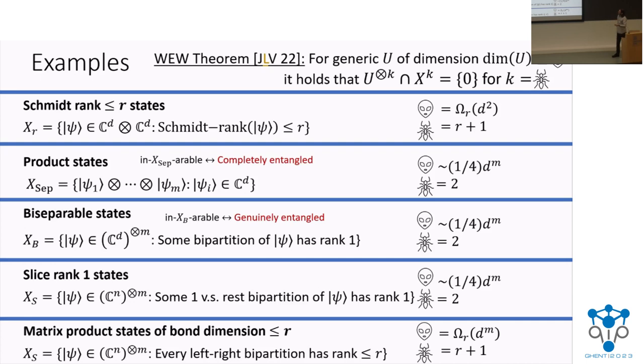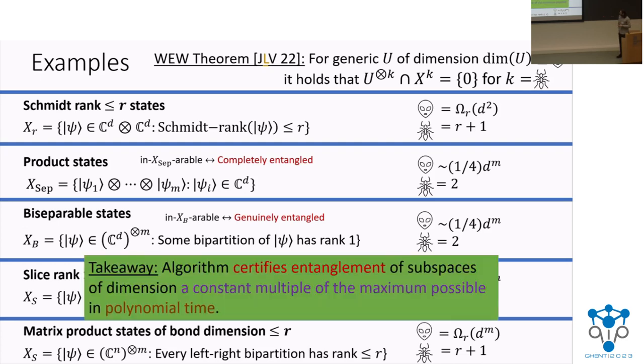And the same kind of property holds for showing complete entanglement in the multi-party setting, or genuine entanglement in the multi-party setting, or some more exotic ones like showing that a subspace avoids the slice rank 1 states, or has large bond dimension as a matrix product state. In all of these cases, we have the same takeaway: our algorithm certifies entanglement of generically chosen subspaces, of dimension a constant multiple of the maximum possible, the underlying Hilbert space dimension, in polynomial time. And the polynomial time comes from the fact that the level is always a constant that we have to go to.